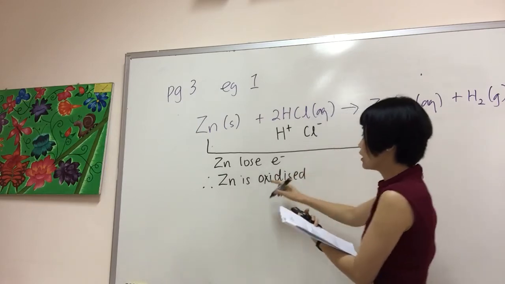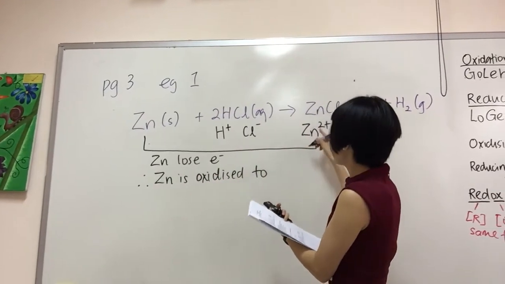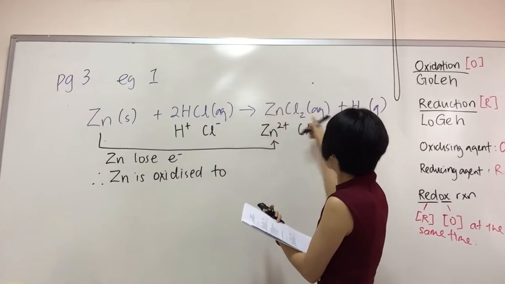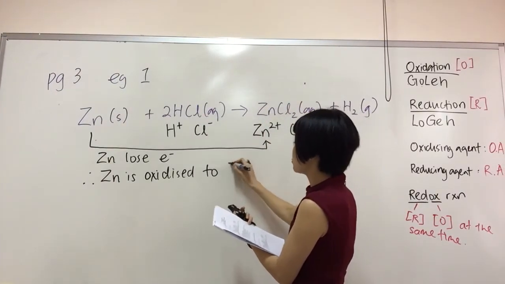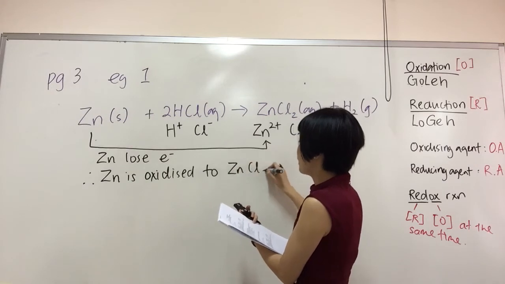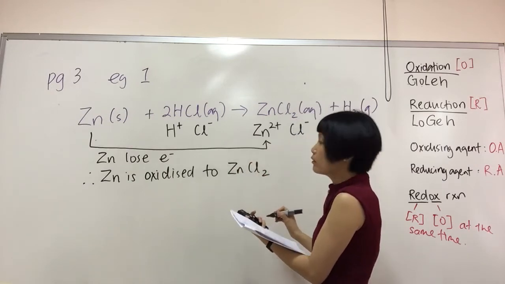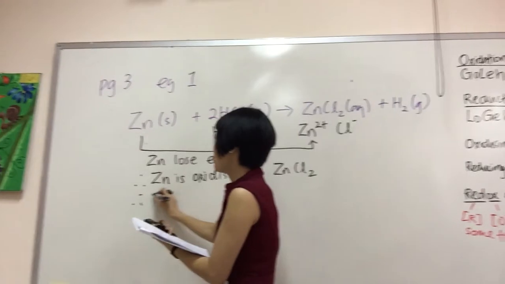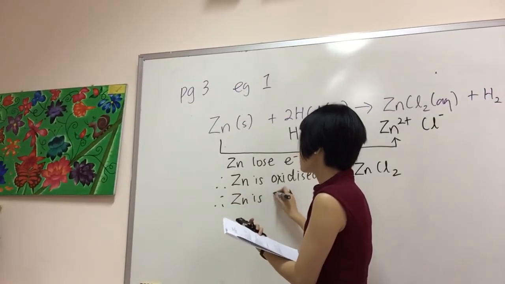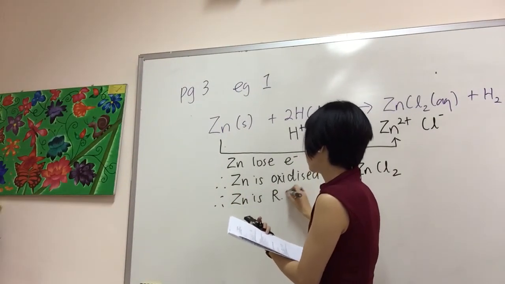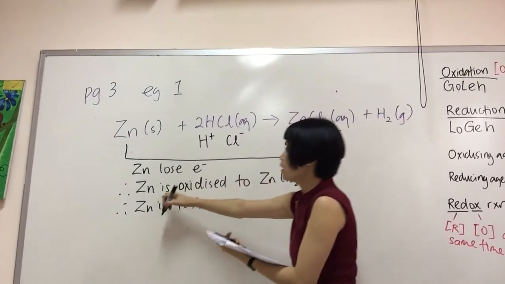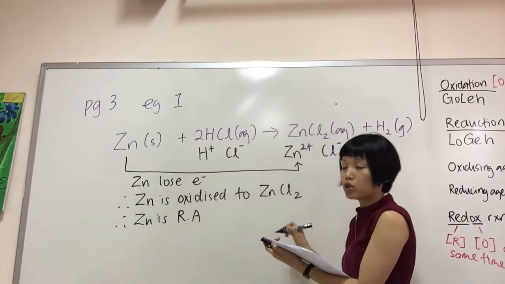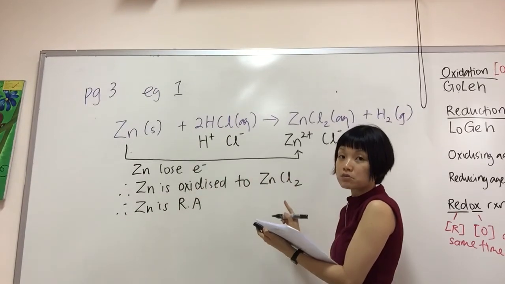What is it oxidized to? Please don't tell me zinc 2+, because in the equation you don't see zinc 2+, you see zinc chloride. So it is oxidized to zinc chloride. Therefore zinc is the reducing agent. Take note, in my writing here I write formulas, but in the exam you need to give the chemical name. You cannot write it in terms of formula.